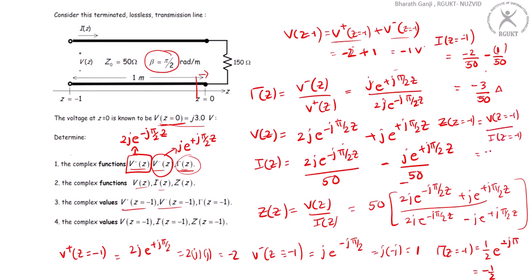So that is -1 divided by -3 by 50. So the answer is 50 by 3. In fact, to check whether we had the right answer or not, you can see that here beta is pi by 2. What happens for the length, beta into L? Because it's a length of 1 meter, beta into L is becoming pi by 2.